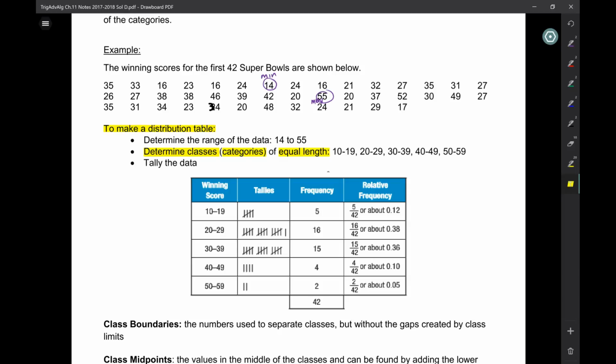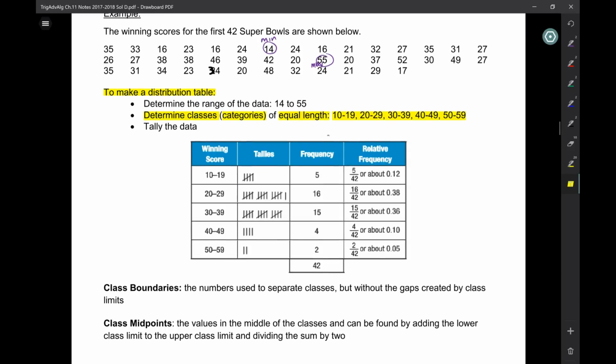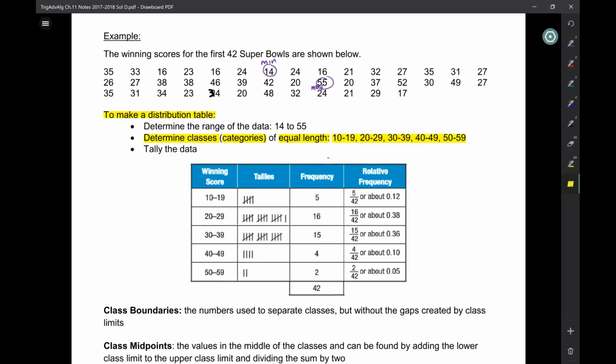It's a good idea to split it up into categories such that they go from 10 to 19, 20 to 29, 30 to 39. You lump them like that, okay? So this is a reasonable set of categories. So you determine the classes and then you need to tally the data, okay?